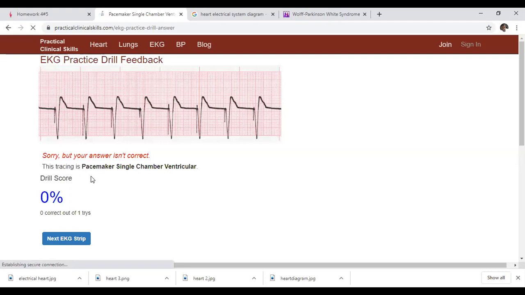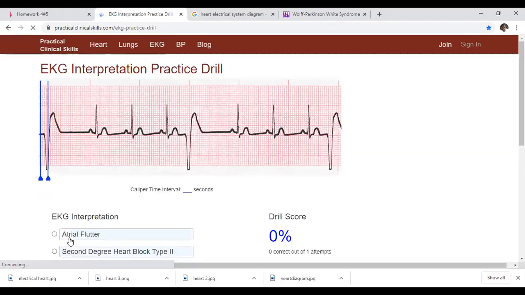No, that is a pacemaker, single chamber ventricular mode. That's a pacemaker. Somebody who has a pacemaker that's pacing the ventricles, right? So you don't have to worry about that one. I'm only going to look at the ones that you would probably know.